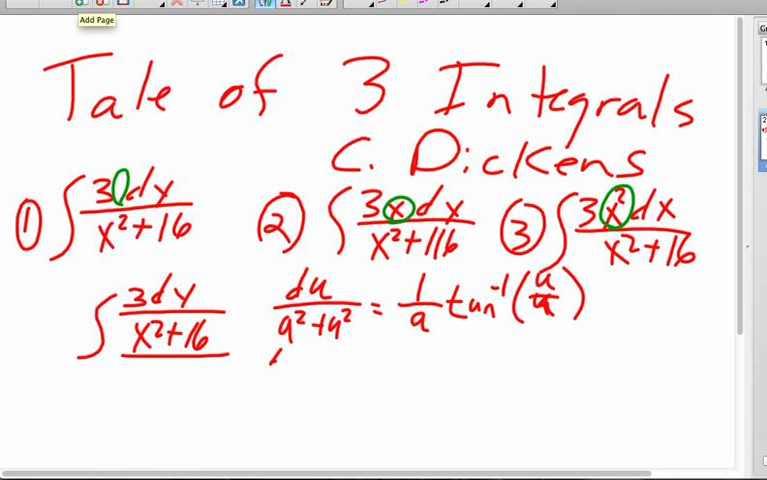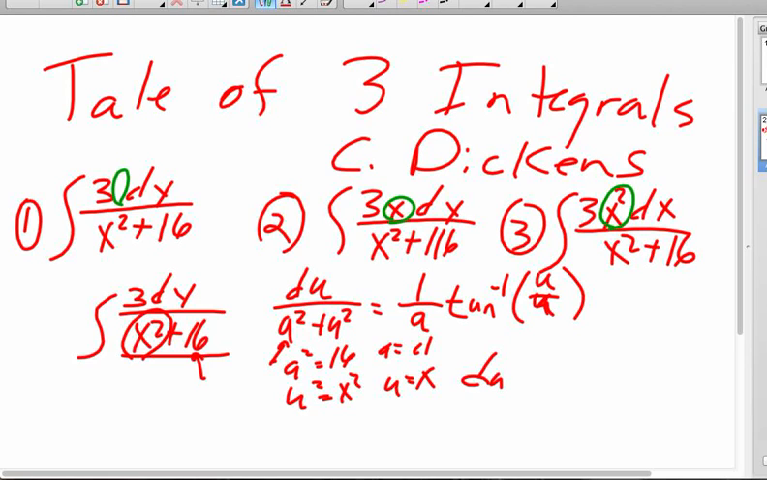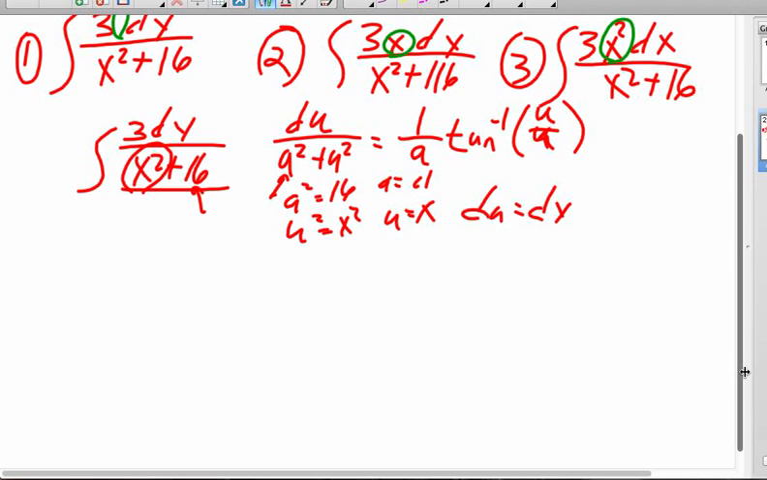Okay, well, here's my a. A squared is 16, so a is 4. Here's my u squared is x squared. That makes my u x, and we got it. Because du now is dx. So what do I do now? You say, no. We still can't do it because we got the 3 in front of it. Wrong.